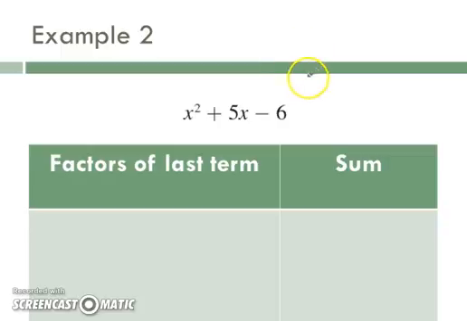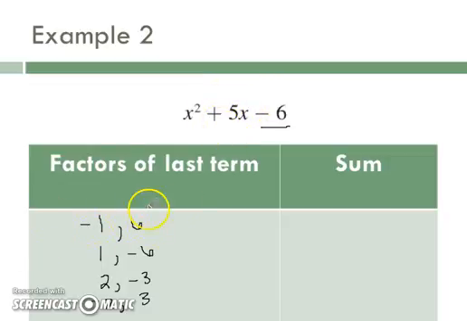Looking at another example here, looking at this last term again, listing the factors. Now this one is a negative number, so we could have more possible combinations. You could multiply a negative 1 and a positive 6. Another option could be a positive 1 and a negative 6. You could also multiply 2 and a negative 3, or a negative 2 and a positive 3. So all of these different combinations, when I multiply them, will equal a negative 6. So the next step, which ones add to equal a positive 5?